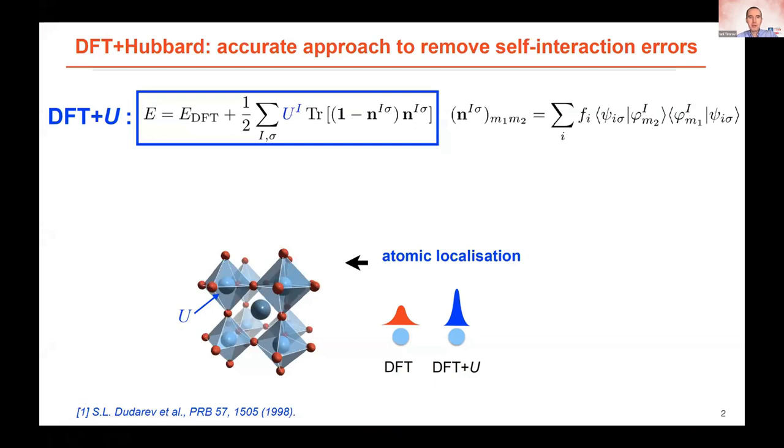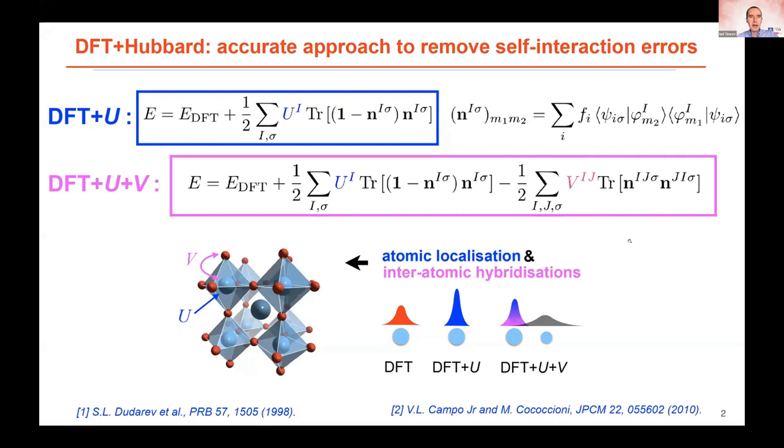We just saw this expression for DFT plus U, the energy functional, where the total energy is the DFT total energy plus the Hubbard U corrective term, where U is the unknown Hubbard parameter and n are the so-called occupation matrices, defined as projections of Kohn-Sham wave functions on the localized orbitals phi. And f are Fermi-Dirac occupations or any other type of occupations. A more generalized, extended formulation is DFT plus U plus V, where we have not only the on-site localization term, but also the inter-site hybridization term.